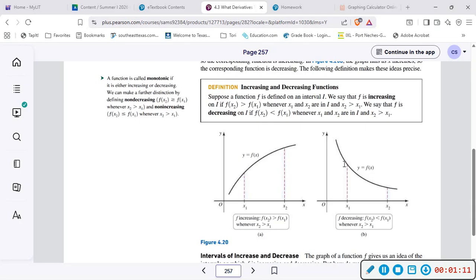So the y value here is going to be greater than the y value here, but it just says it in the other way. It says this y value is going to be smaller than this one. So left to right is going up, it's increasing. Left to right going down is decreasing. But this is the mathematical way that you interpret that.